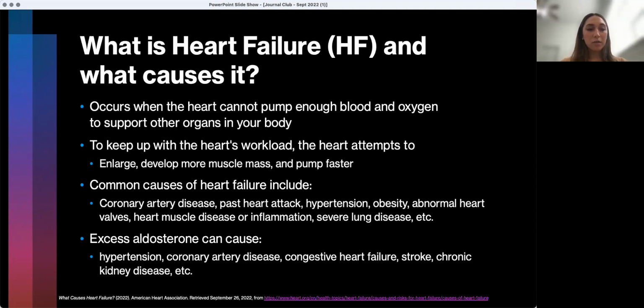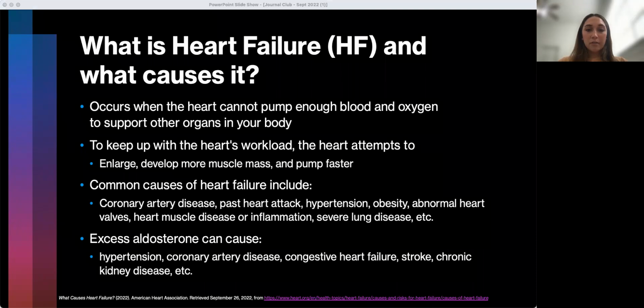So to start off, what is heart failure and what causes it? Heart failure occurs when the heart can't pump enough blood and oxygen to support other organs in the body. So essentially, the heart can't keep up with its workload. At first, the heart tries to make up for this by enlarging, for one. So the heart stretches to contract more strongly and to keep up with the demand to pump more blood. And then over time, this causes the heart to become enlarged.